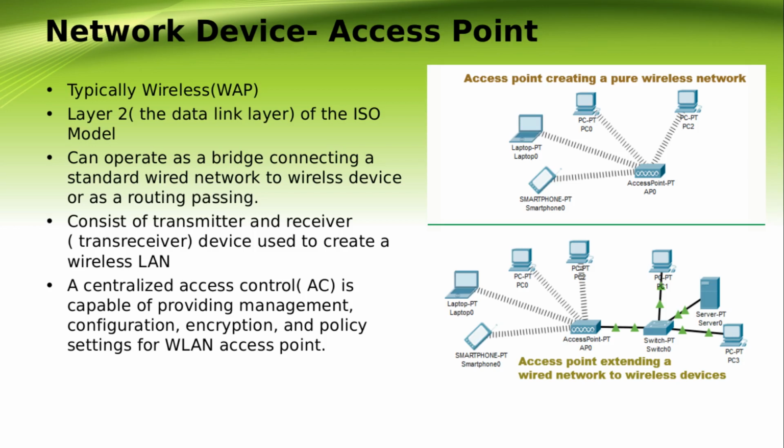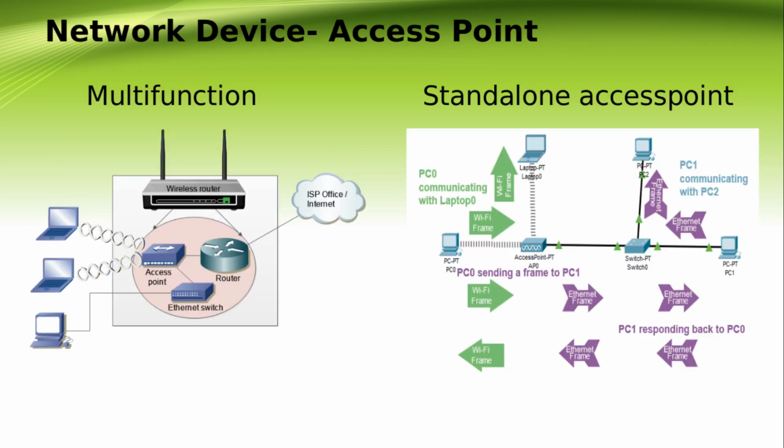So in the picture you can see the pure wireless network and how it is performing here. The multifunction access point, as I explained earlier. So the picture is here: access point and router, Ethernet switching. So standalone access point.